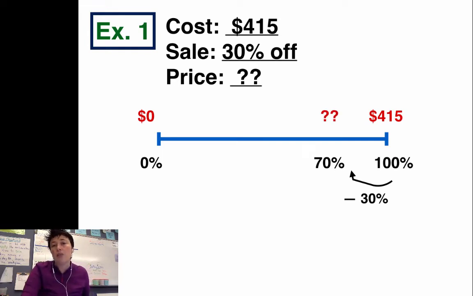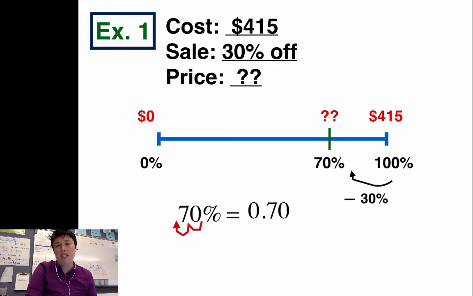The question is, what's the price if I'm only paying 70%? So this is our setup. If you look at our number line, we've got it from 0 to 100, but we're only paying at the 70% mark. Out of $415, I've got to figure out how much I pay. So 70%, let's convert that to a decimal. I'm going to move my decimal point 2 times over. That makes it 0.70, or 0.7 if you prefer.